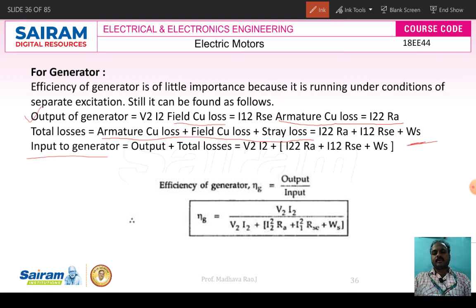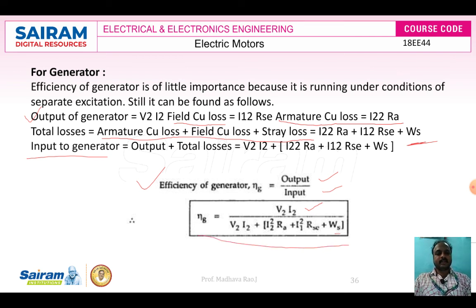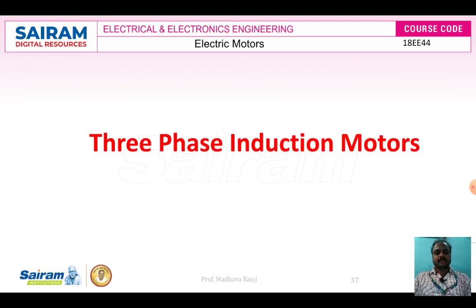Input to the generator is output plus total losses. Finally, efficiency of the generator is output power by input power. Output is V2 I2 and input is output plus losses: V2 I2 plus I2 square Ra plus I1 square Rsc plus Ws. So this is the efficiency of the generator under field test.